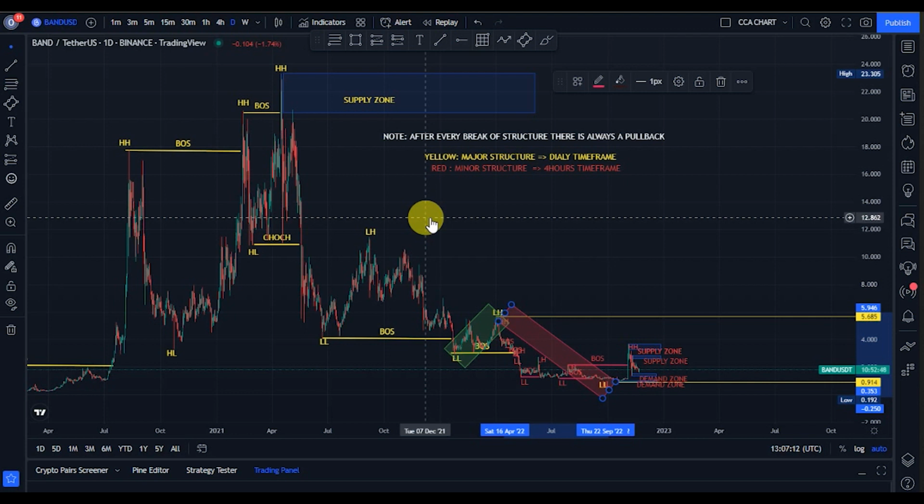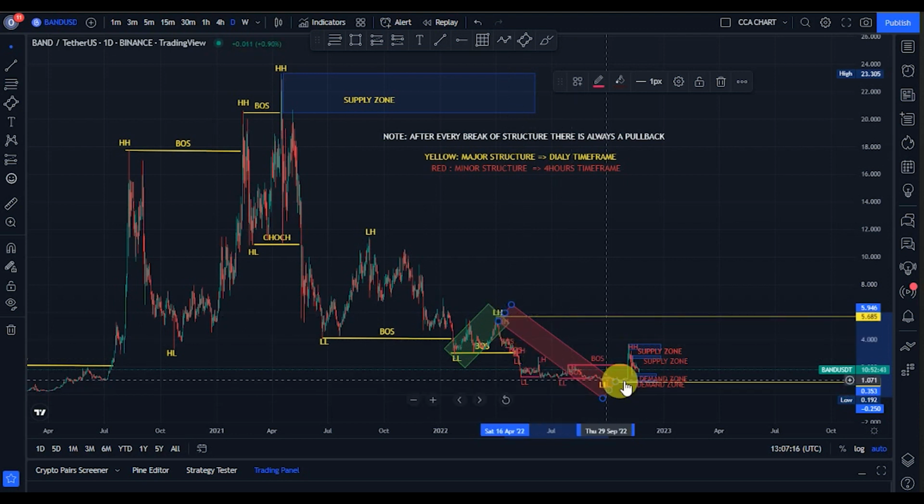Sure, the bears came back, took price from that $6 and broke structure to the downside, took price back to about $0.3. Guys, currently now we are in a bearish trend. Anything we'll be doing here should be shorting the market. So now guys, our minor structure now is in between this lower high and this lower low. Let's move to our 4-hour time frame to analyze our minor structure.